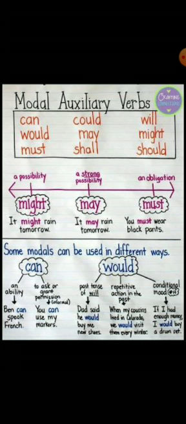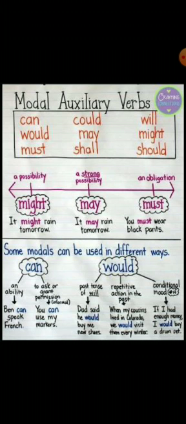Primary auxiliary verbs are be, have, do, and modal verbs are can, could, will, would, may, might, shall, should, must, dare, need. These are some modal auxiliary verbs. Now I am going to discuss all these modals one by one.